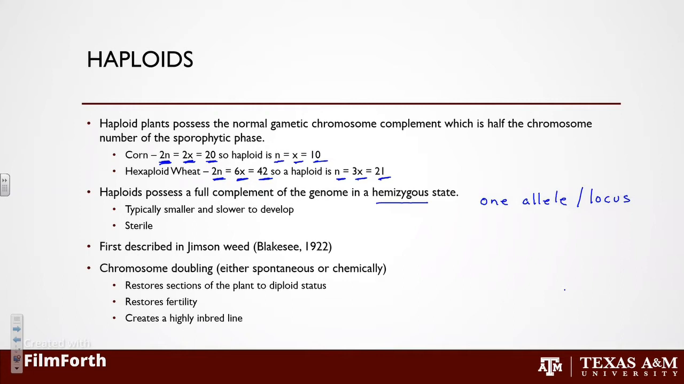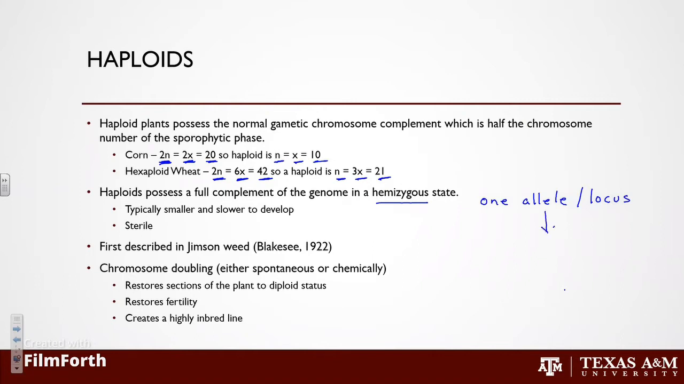Now, key to this haploid nature is that if we're going to use haploids, we have to have a way to double them. And so I say right away that chromosome doubling is key to this process, because remember, we don't talk about haploids in a breeding program. We talk about doubled haploids. And doubled refers to the fact that in order to make these haploids useful, we have to double the chromosomes.